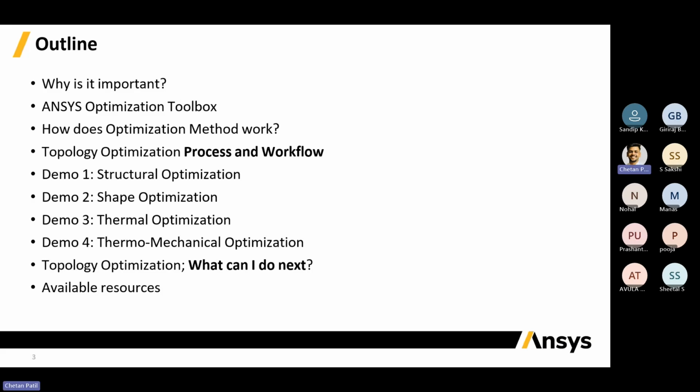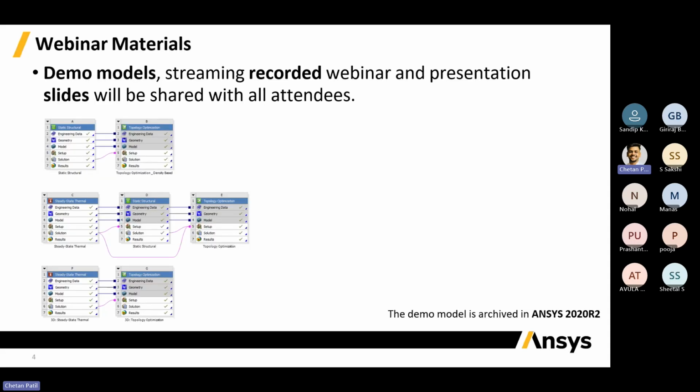Then we'll also discuss the topology optimization process: once the model is optimized, or from the initial process itself, what things you need to know and what you can do next once the optimization is done, and what resources are available on the Ansys websites, those that are free of cost or may require some kind of subscription. We'll discuss those things as well. So we'll just begin with our webinar.